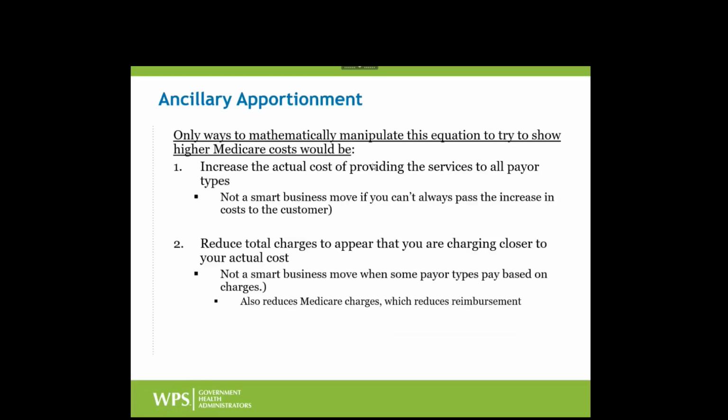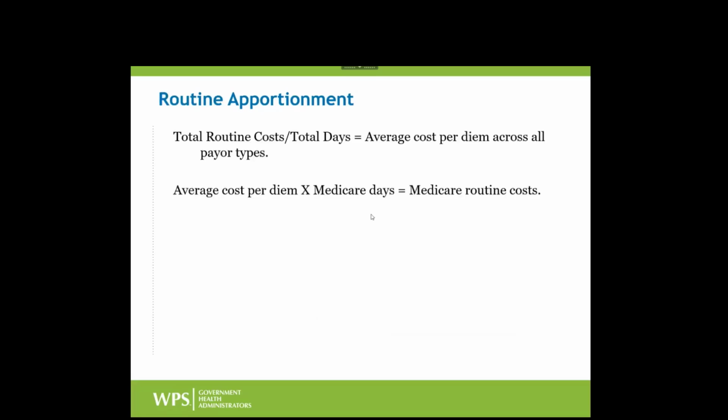And this is just more of an informational slide, really to show how that relationship, that seemingly simple apportionment methodology, is actually pretty strong because there's really no good way to manipulate it without hurting yourself anyways. So that by using that total cost to total charge relationship and applying it to Medicare, it's a pretty strong apportionment. It's hard to defeat it.